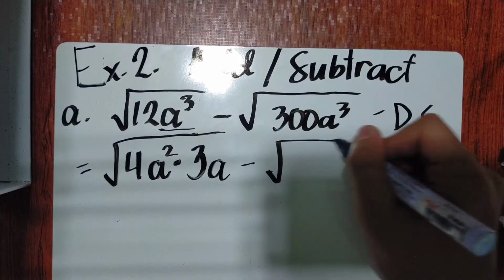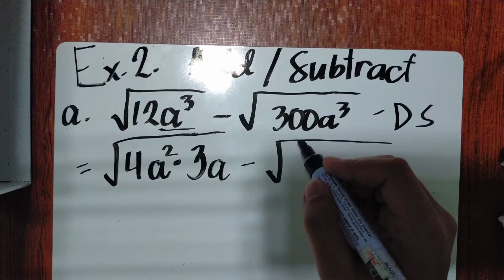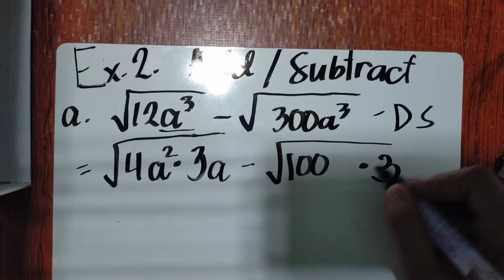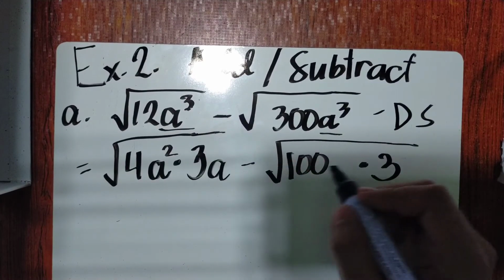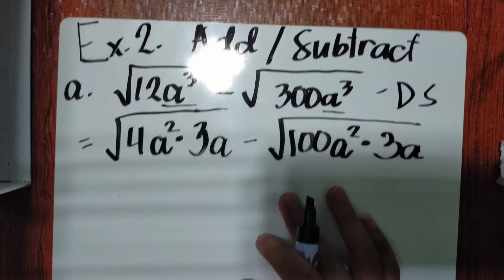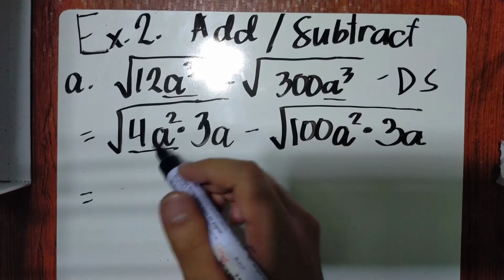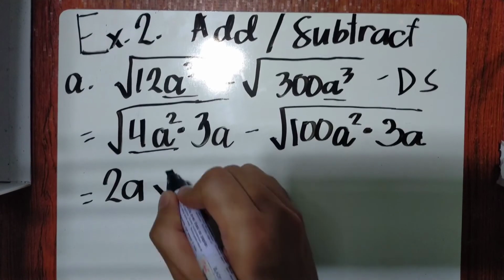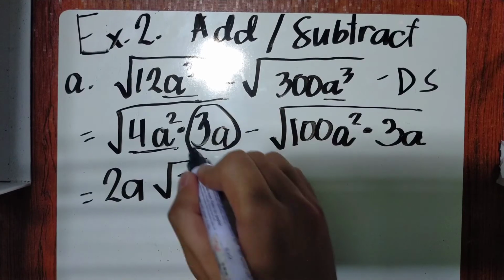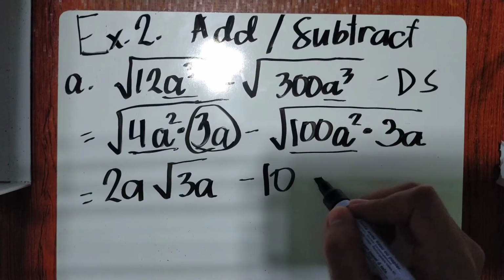So the same goes for our other given. The 300, we also factor out with a perfect square. So that is 100 times 3. Same thing with a cubed earlier: we take 2, and there is 1 left. Next, 4a squared times 3a. We take these out, and it will become 2a times the square root of 3a. Since that was removed, this is what remains. Okay? Minus 100, or the square root of 100 is 10a.